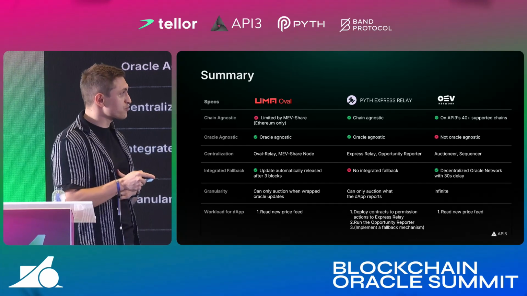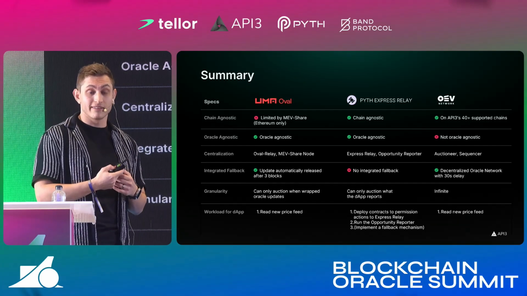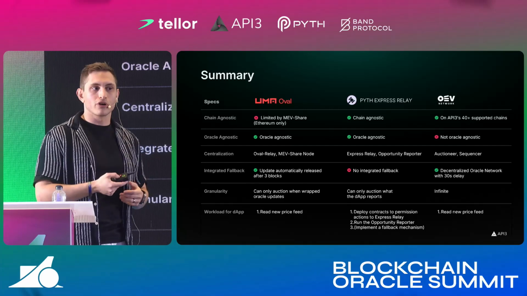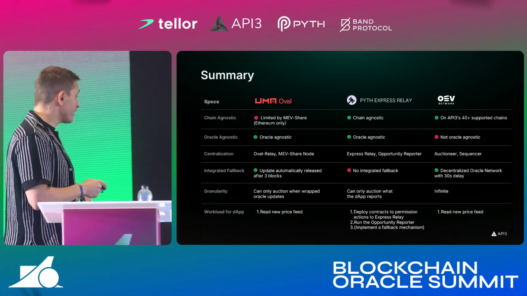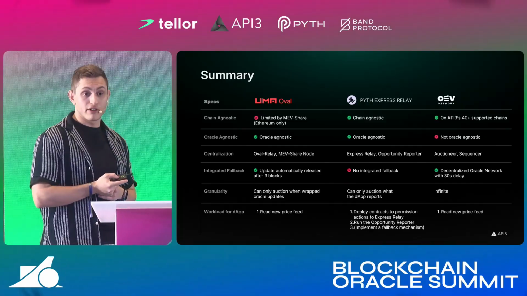And with our solution, you have the decentralized Oracle network underneath with the 30-second delay. So if nobody is going over the express highway, the regular oracles will eventually update with that slight delay baked in. And then granularity, Oval can only auction whatever the underlying oracle reports.